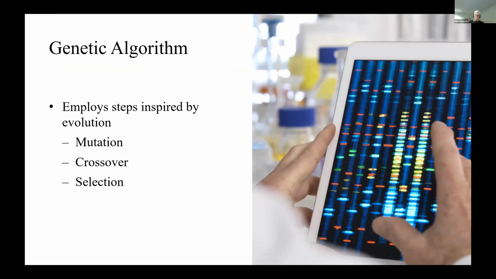And then just to go into a bit more detail about the genetic algorithms. A genetic algorithm is kind of based on the theory of evolution, if you like. It uses steps inspired by evolution, so it would do random mutations within a set of population, crossovers, and selection of the best.